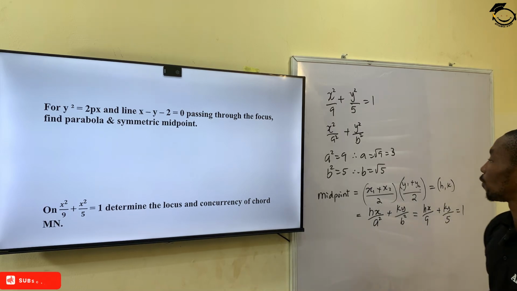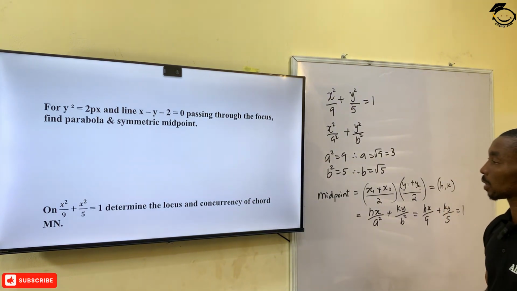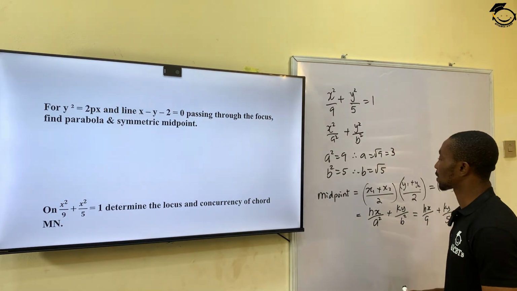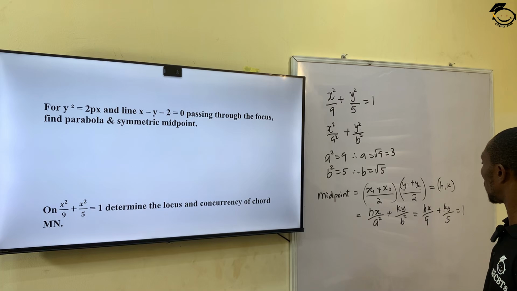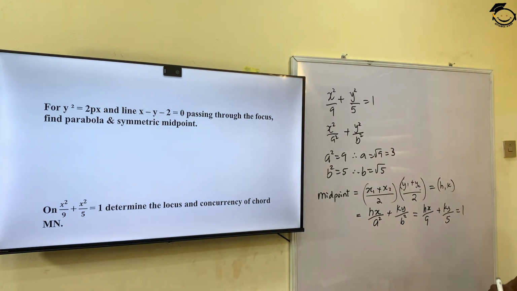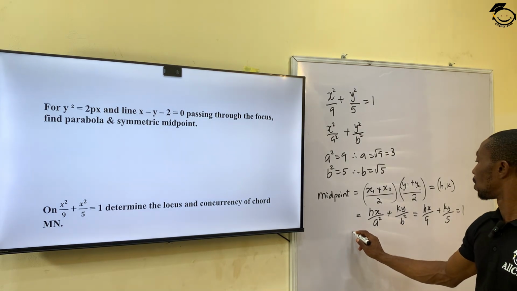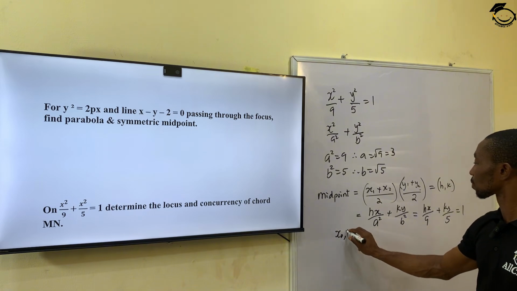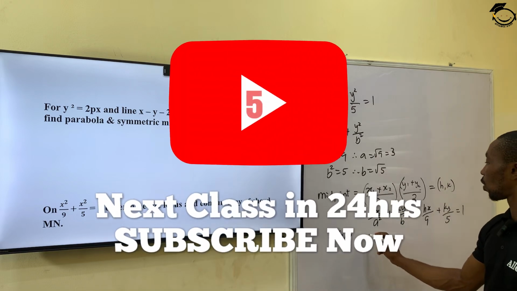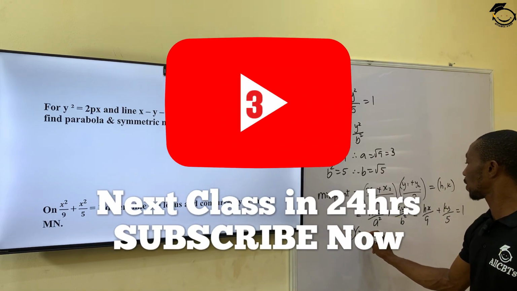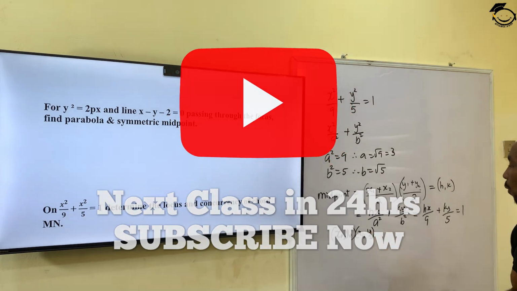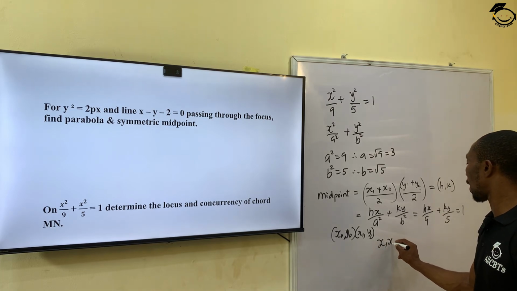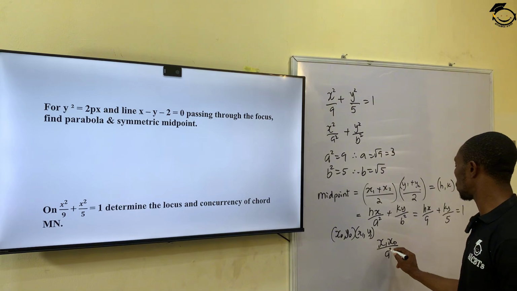Now, also, for us to find the concurrency of the chord, when we talk about chords being concurrent, that means they are passing through same midpoints. Since they will be passing through same points, we can have the point of origin be x0 and y0, and the chords run from x, y, x1, y1.